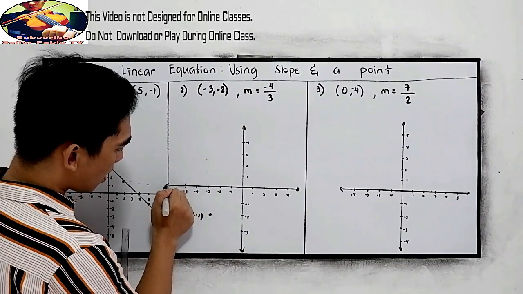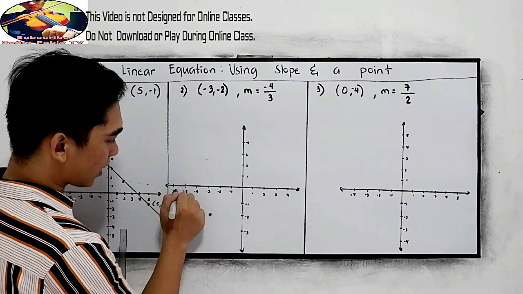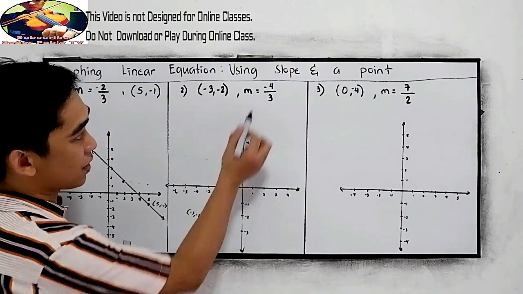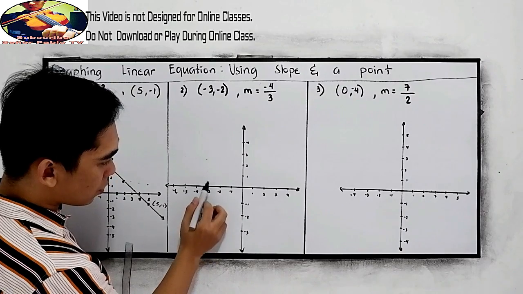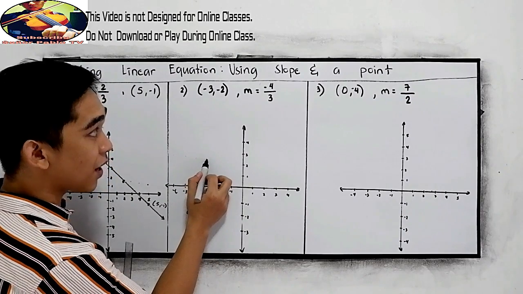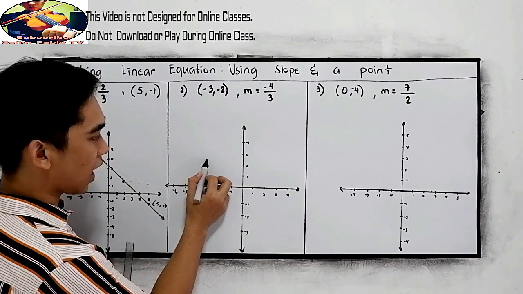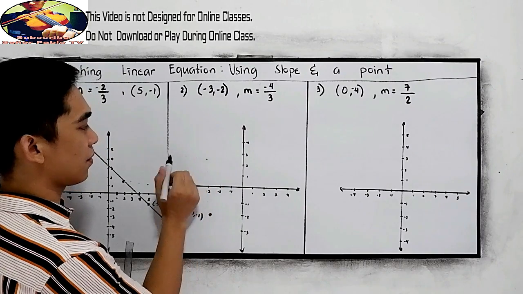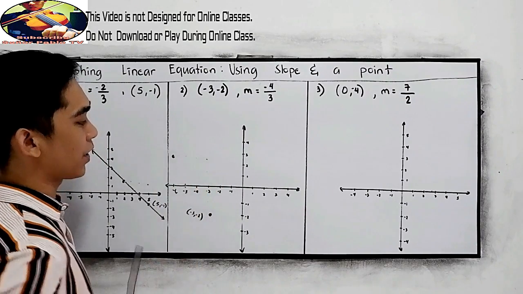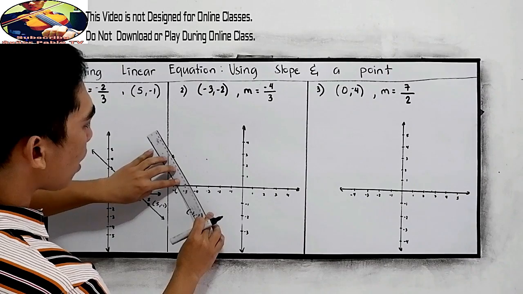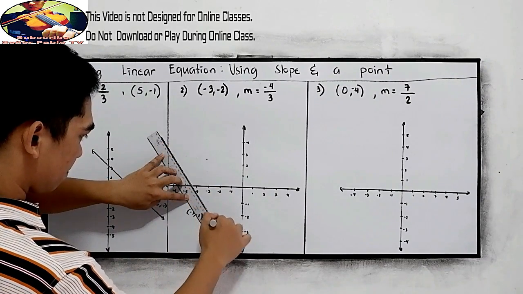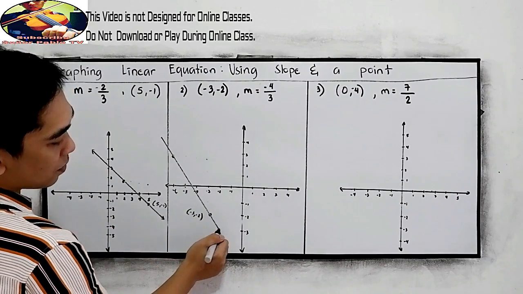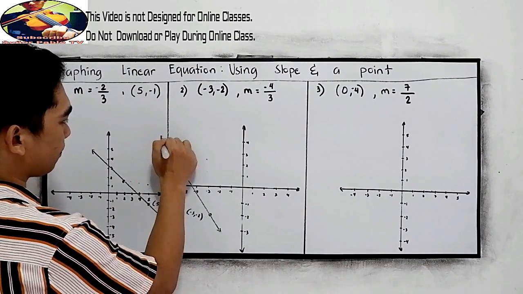Extend the x-axis, -6. Again, let us repeat. Rise 4: 1, 2, 3, 4. Then run to the left 3 times: 1, 2, 3. So this will be our point. Now we are ready to connect the points. This will be our graph.